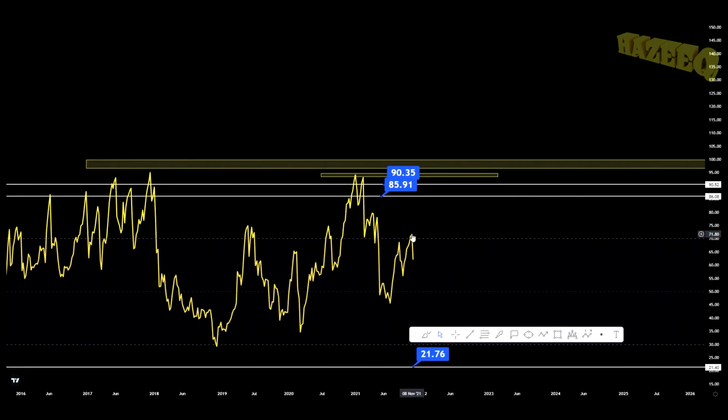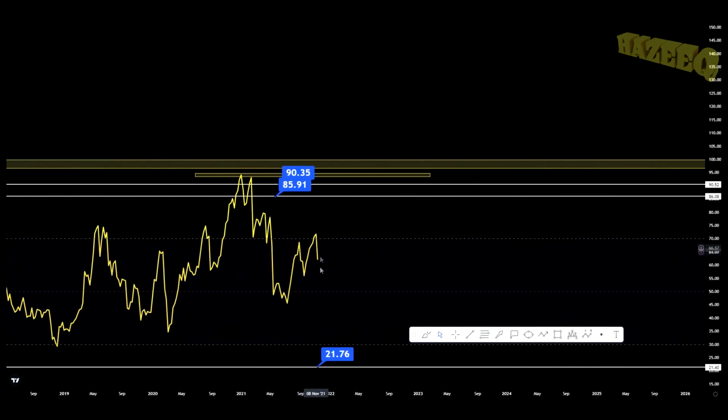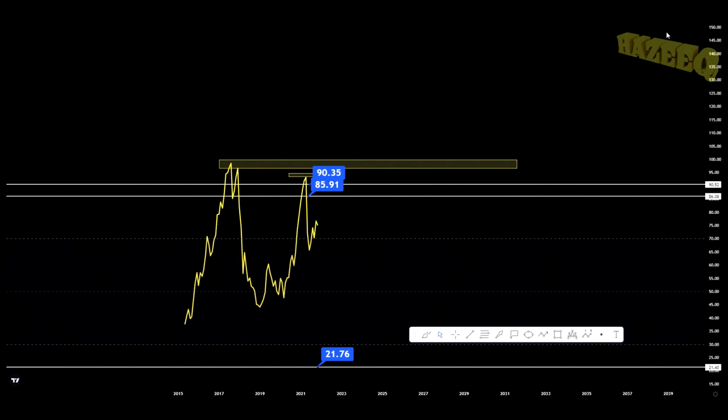We were getting a bit overheated over here at the beginning of November. As you can see, we're having a pullback, which is great. It's great to see a pullback, guys. And once you start getting overextended, you have to stay calm. You have to adhere to your game plan.